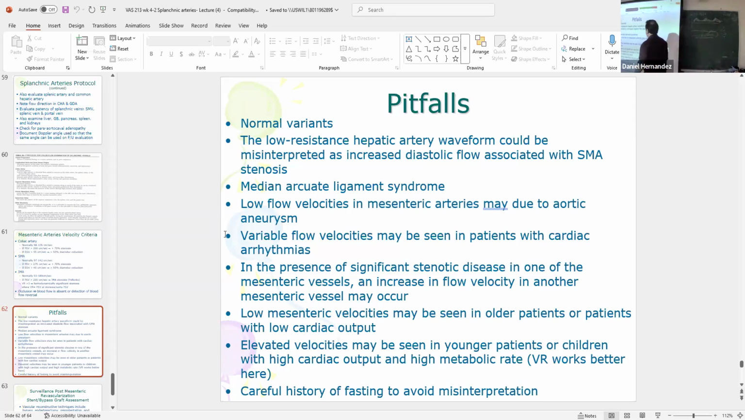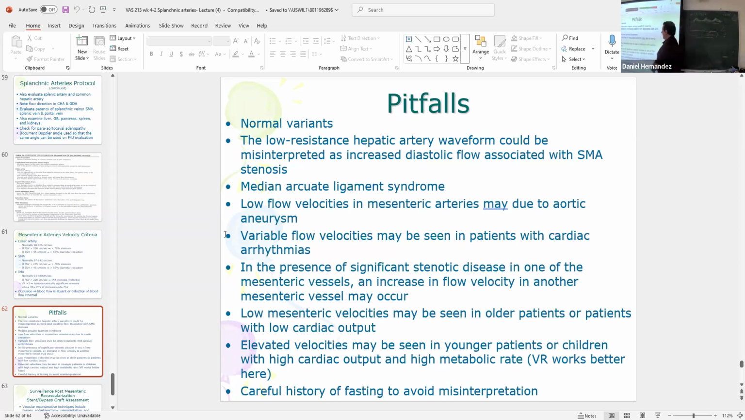Pitfalls. Just be cognizant of anatomical variants, because they do exist. That's when things get a little interesting and can be a little bit tricky. Low resistant hepatic artery waveforms could be misinterpreted as increased diastolic flow associated with SMA stenosis. So again, just think about it.